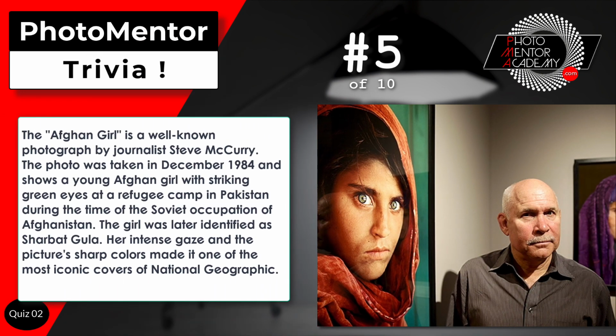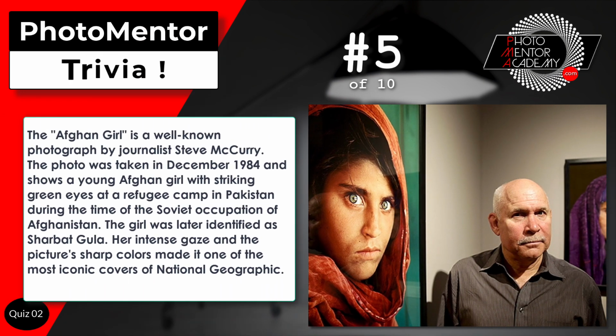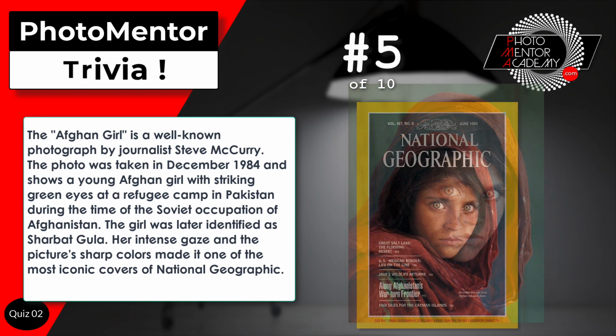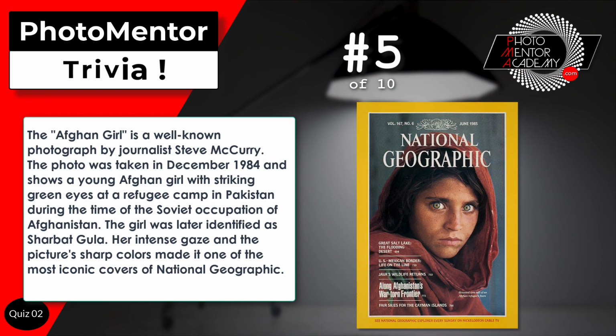The correct answer is A. Steve McCurry. The Afghan Girl is a well-known photograph by journalist Steve McCurry. The photo was taken in December 1984 and shows a young Afghan girl with striking green eyes at a refugee camp in Pakistan during the time of the Soviet occupation of Afghanistan. The girl was later identified as Sharbat Gula. Her intense gaze and the picture's sharp colors made it one of the most iconic covers of National Geographic.